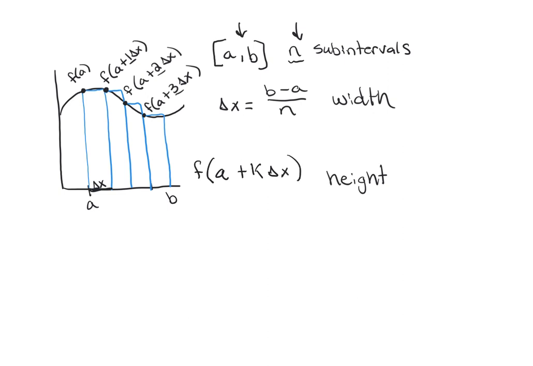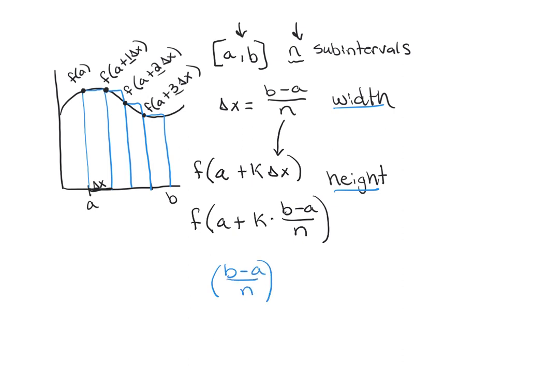But now, what is the change in x? We just wrote that here, so I'm going to input that: f of a plus k times b minus a over n. And then how do you find the area? You're multiplying the width times the height. So the width, b minus a over n, times the height, which is f of this a plus, and I'm going to write this as b minus a over n times k.